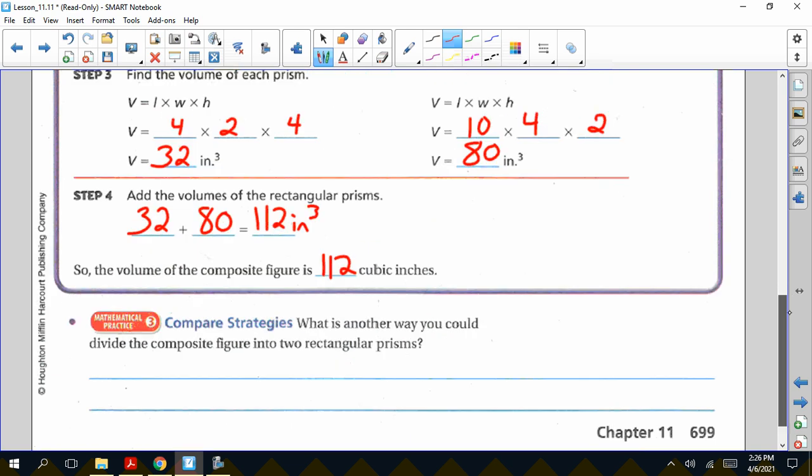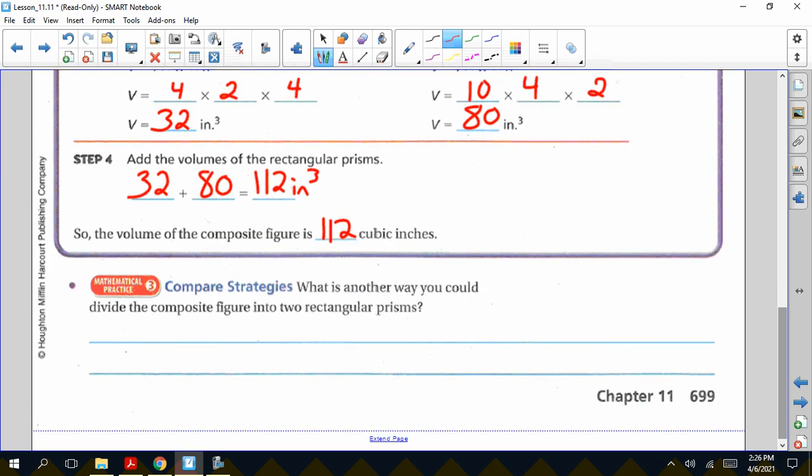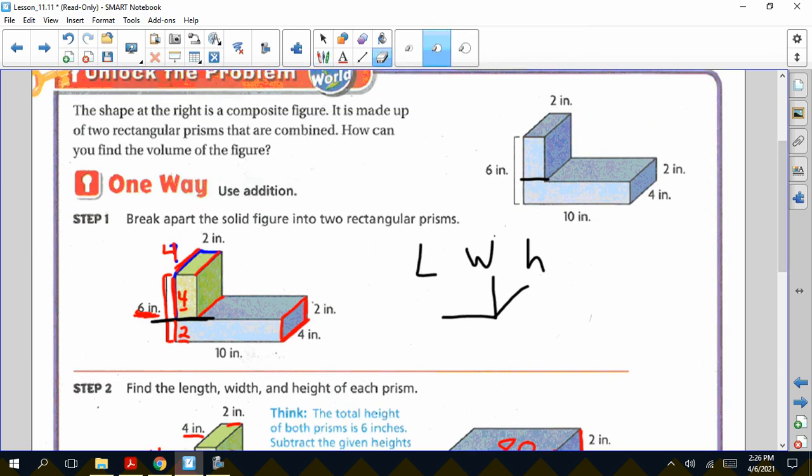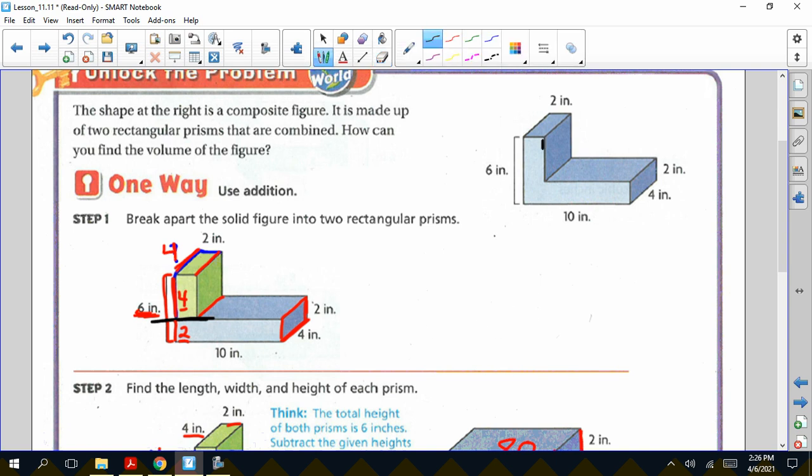Now down here at the bottom it says, what is another way you could have divided the composite figures into two rectangular prisms? If we go back up top here, we could have also cut this rectangular prism up and down. And we could cut it right here into two rectangular prisms that way. And again, we need a length, a width, and a height. So on this one, the length is 2. The width is still 4 inches. This line is the same all the way across. So this is 4 inches. And then the height is the entire thing here, which is 6 inches.